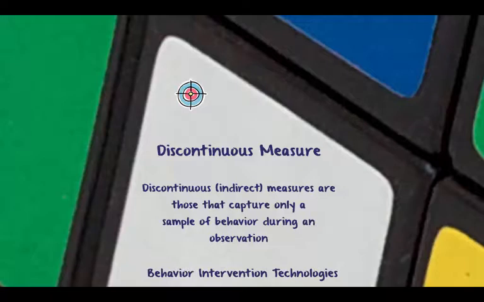Those are continuous measures. Here, we're talking about an indirect measure. It's a sample. It's a slice in the life of the individual. So in terms of a robust measure, this is not as robust or rigorous as the continuous measure. However, the discontinuous measures certainly have their place in our work.